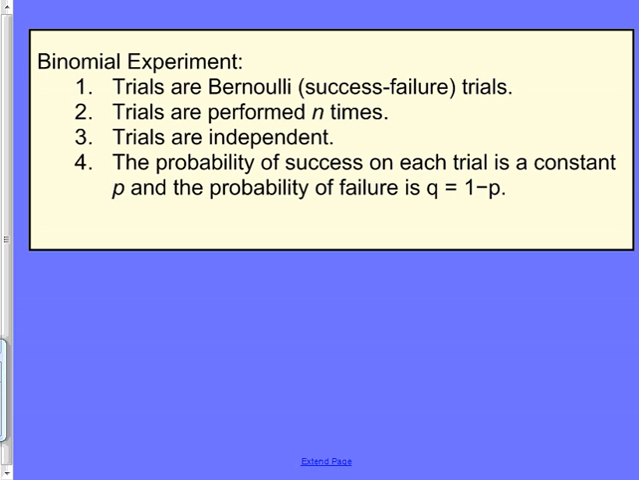And lastly, if you had a 40% chance of success, then you'd have a 1 minus 40 chance of failure, which is like a 60% chance of failure. So 40% success, 60% failure.